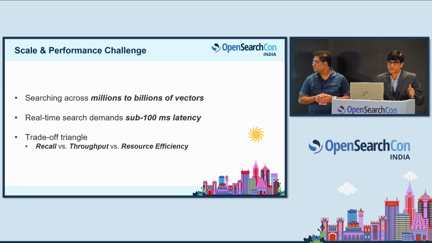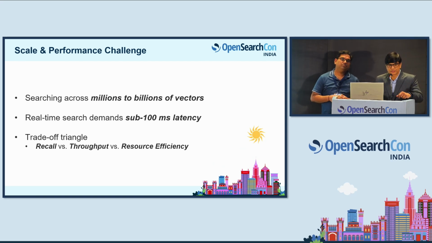Now, we have enough vector database solutions, right? Vector search solutions. OpenSearch is providing that solution through the KNN plugin. But there is always a trade-off triangle, right? Recall is the first one. Any idea about recall, by the way? Anyone knows what recall is?